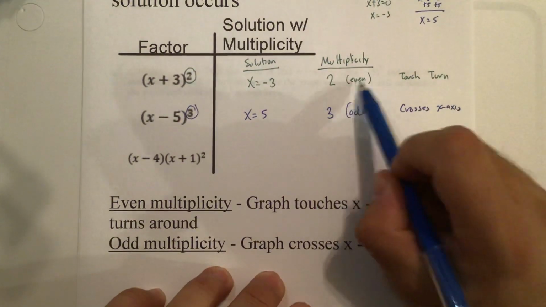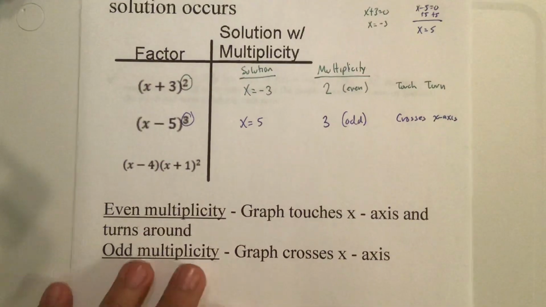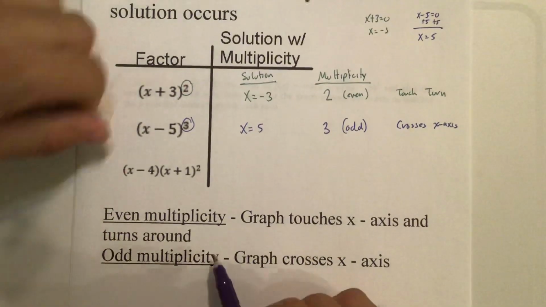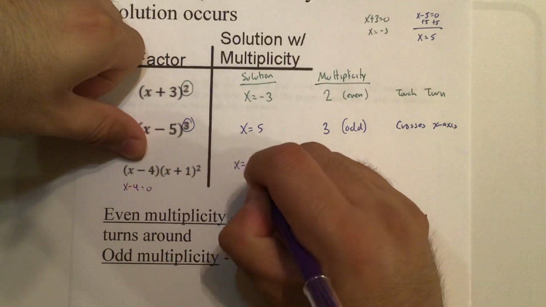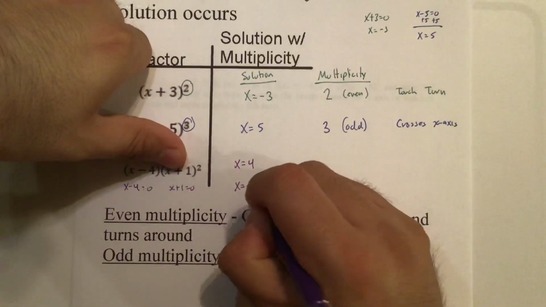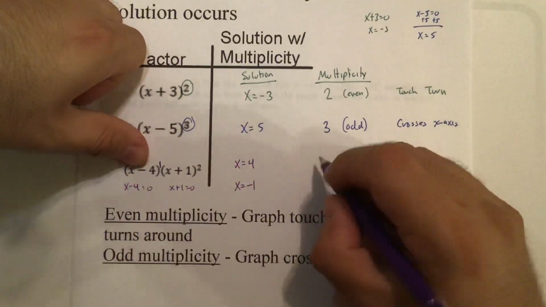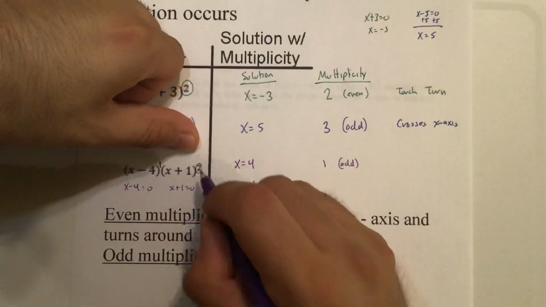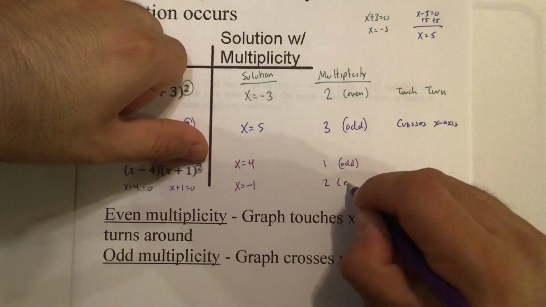So even touches the x-axis and turns around. Odd crosses the x-axis. All right, and for our last one, we actually have 2 of them. So for our first one, x minus 4, if I set that equal to 0, that would be x equals 4. For the second one, x plus 1 equals 0. If I subtract the 1, x equals negative 1. Now for x minus 4, there is no number there, so we assume it to be a 1. So the multiplicity is 1, which is odd. For the second one, we can see it has a power of 2. So for x plus 1 equals 0, x equals negative 1, the multiplicity is 2, and that number is even.